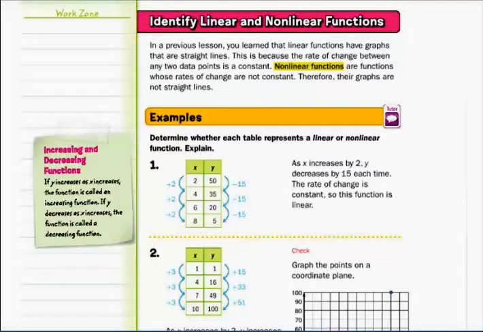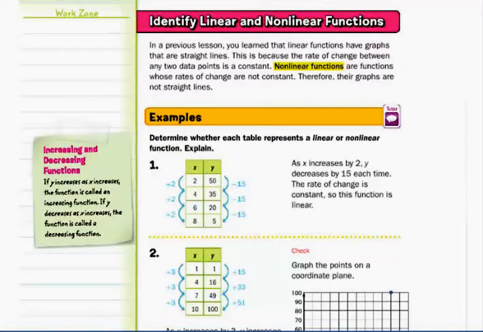Chapter 4, Lesson 7, revisits the concept of linear and nonlinear functions. So we've had these before. We have determined whether something is linear or not, and we determined that if we looked at the rate of change and if it was constant, then it was linear. So with that being said, let's look at example 1.